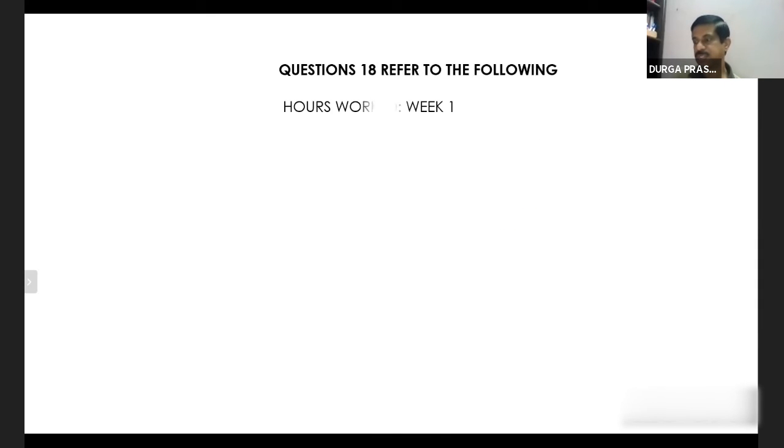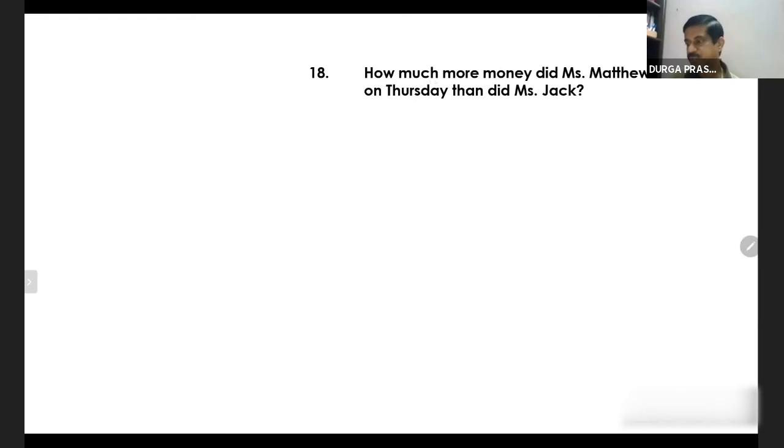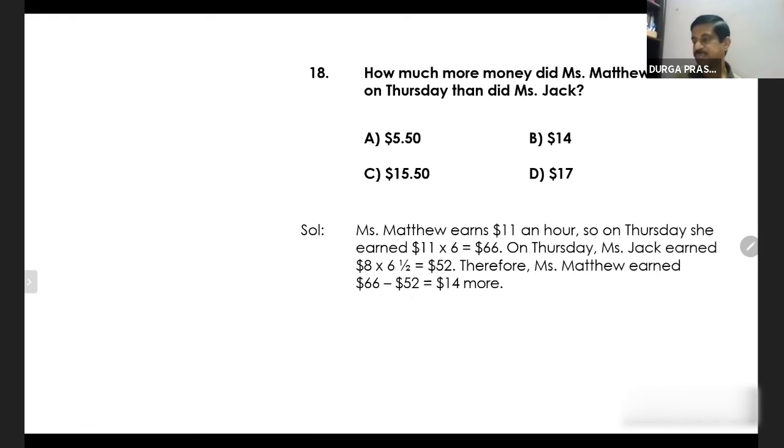Right? Let us go to the next question. Look at this. So it's same data, same information. So let us see what is the question. How much more money did Matthew earn on Thursday than Miss Jack? So we have to work out the total money earned by Miss Matthew on Thursday minus the total money that Miss Jack earned on Thursday.